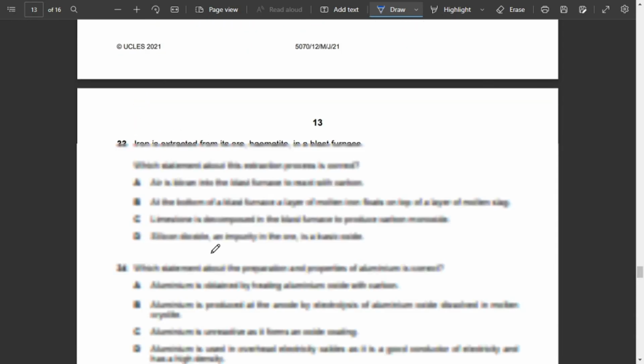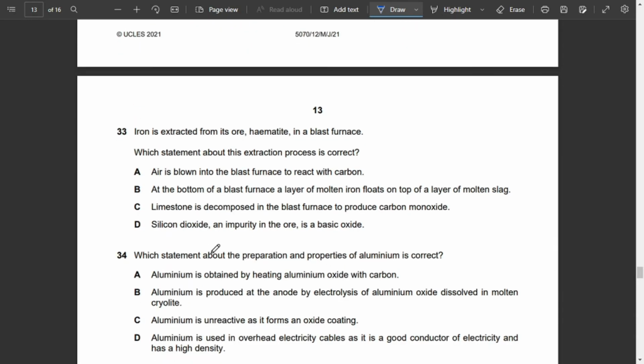Alright. Moving on to MCQ number 33. Iron is extracted from its ore hematite in a blast furnace. Which statement about this extraction process is correct? If we look over here, air is blown into the blast furnace to react with carbon. Yes, this is correct. But at the bottom of the blast furnace, a layer of molten iron floats on the top of the layer of molten slag. No, not really. Limestone is decomposed in the blast furnace to produce carbon monoxide. No. Silicon dioxide, an impurity in the ore, is a basic oxide. No. So we have already got the answer, that is A for sure.